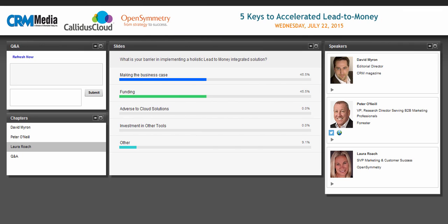Absolutely, and I think it's very telling that it's actually a pretty split, right? Because typically the challenge with making that business case and funding is they're both aligned, right? You need to make that business case to get the funding. So you really have to have that value proposition now to be able to compete with everything that's going on in your organization.